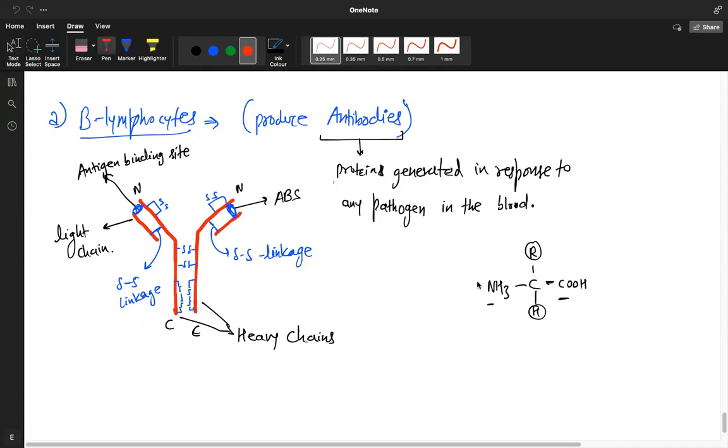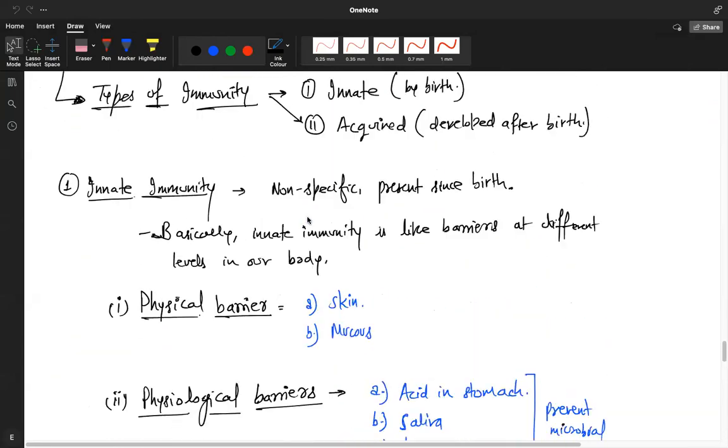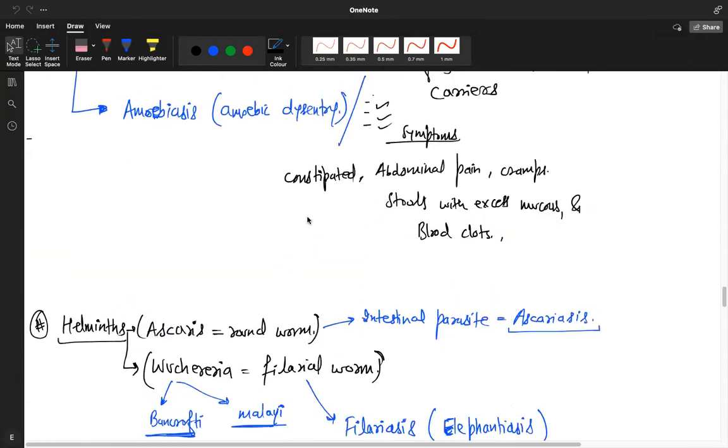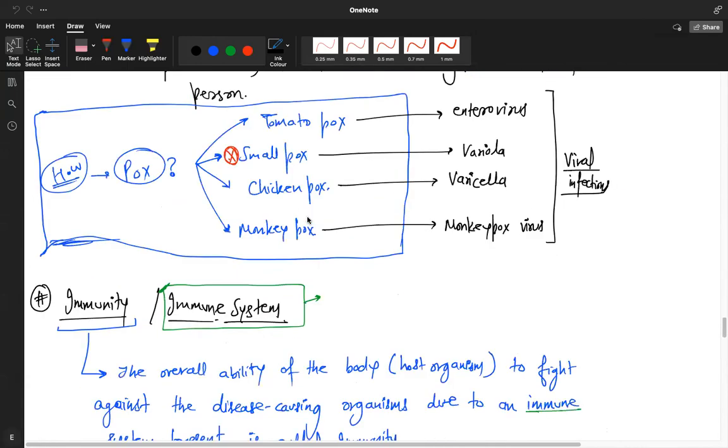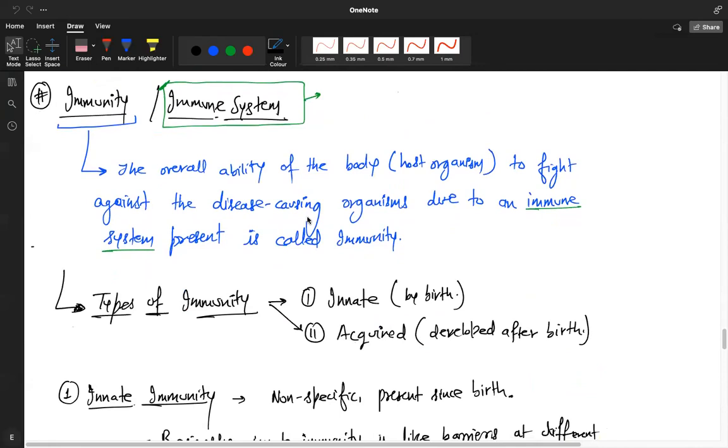Yes, good. Okay, so I think this is where we left the last class, right? So let's start with a quick summary as we did. Where did we start from in the last class? I think immunity only, right? Yes, the immune system. Very good. So who would like to give a quick summary?